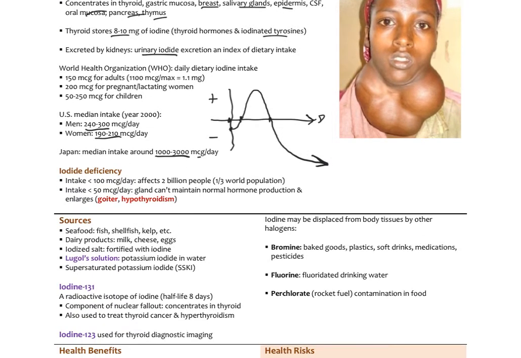In terms of iodine deficiency, this actually affects a very large portion of the global population. That's about 2 billion people, about a third of the total world population currently, and that's an intake of less than 100 micrograms per day. At an intake of less than 50 micrograms per day, the gland can't maintain thyroid hormone production, and we start to see enlargement, and that is a cause of goiter and hypothyroidism.